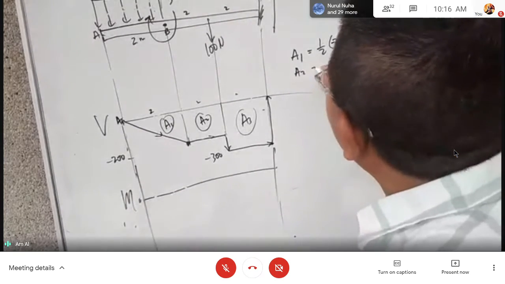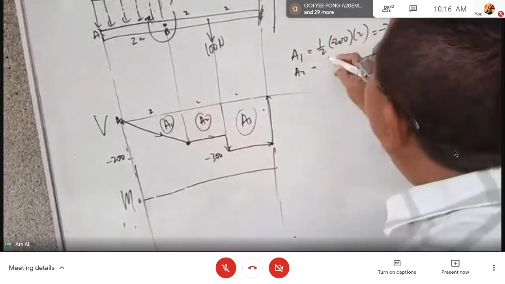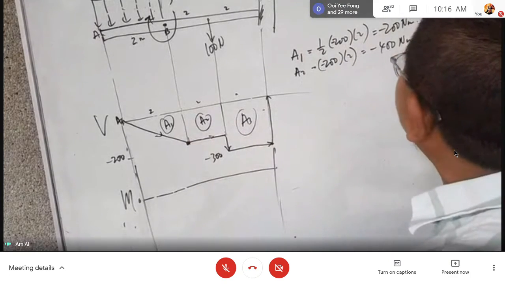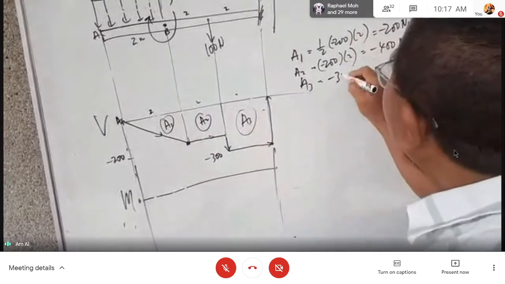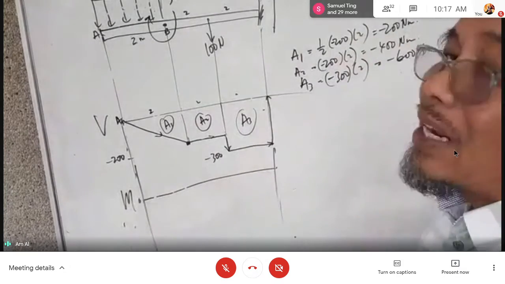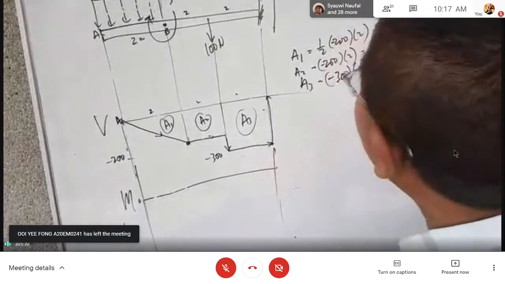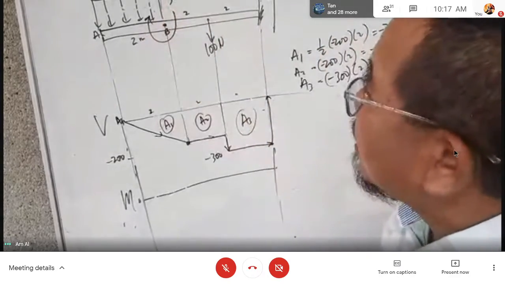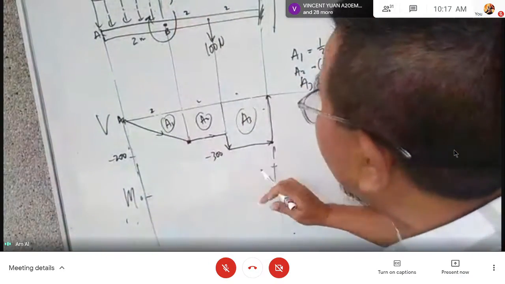And then what is area 2? 200 times 2, also a square. So negative 200 times 2 is equal to negative 400 meter. Then A3 is also a square. Negative 300 times 2 is equal to minus 600 meter. So all are going down. But remember, besides this, I have this one, 300 clockwise, up. Yeah, the 300 is the moment here, which affects the moment graph at point B.